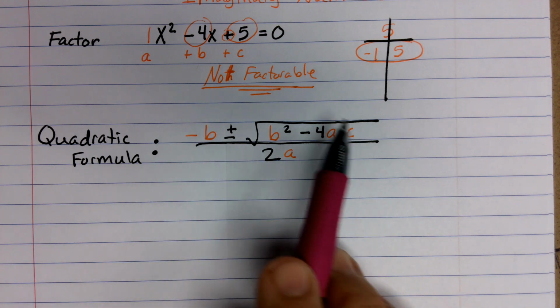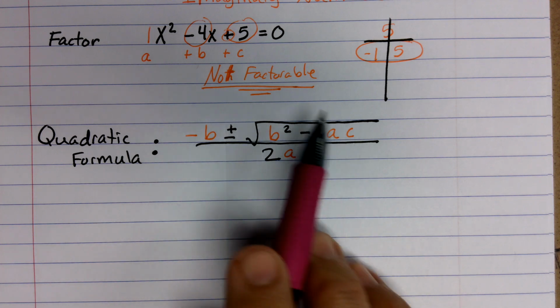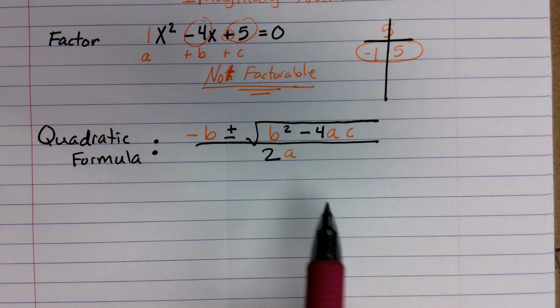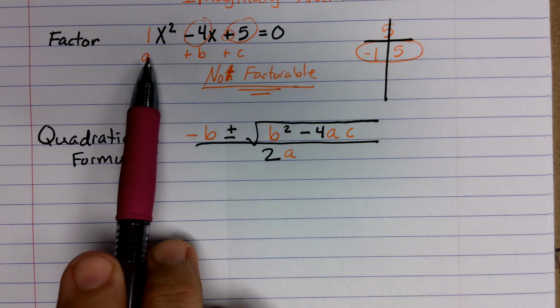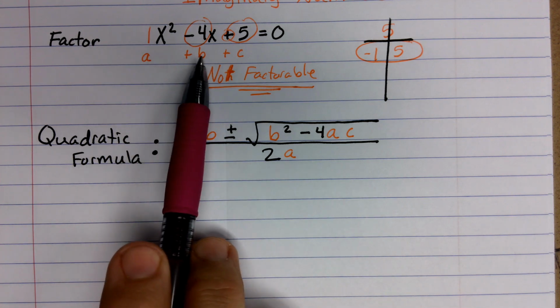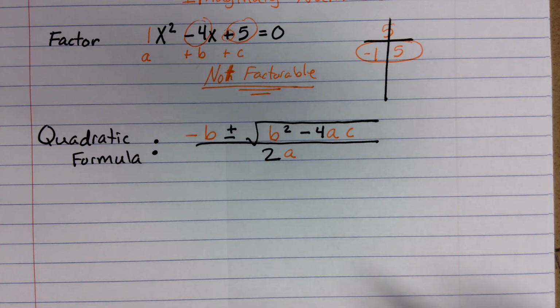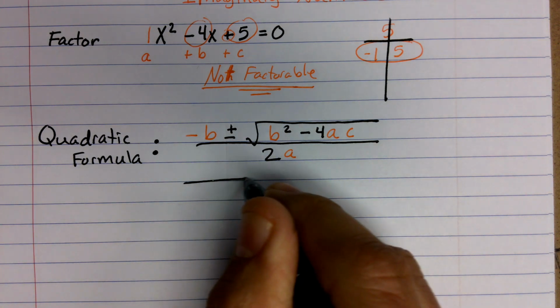And this shouldn't look completely new to you because you did use the quadratic formula in Algebra 1, even though it was for a very limited amount of time. And our variables, notice our A value is 1, our B value is -4, and our C value is +5. So I'm going to substitute these values. Let me rewrite this real quick.